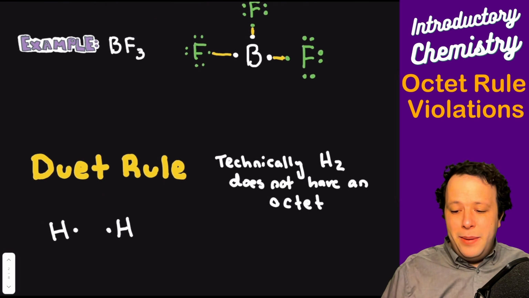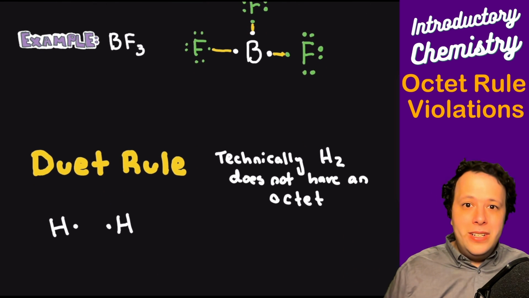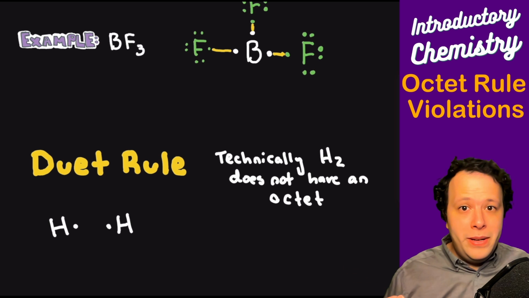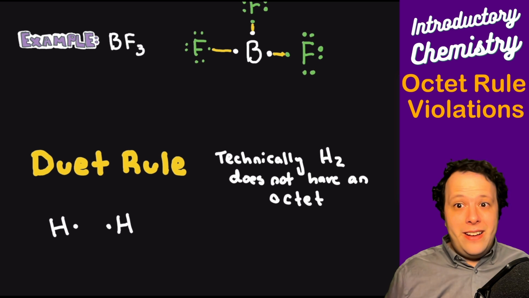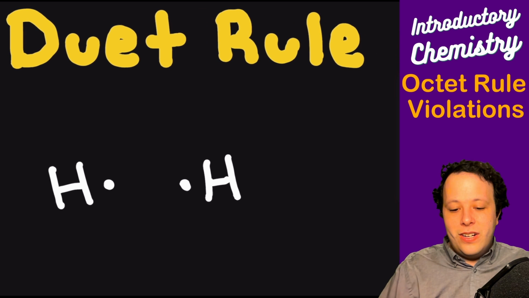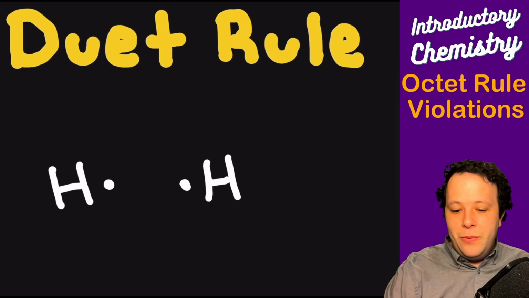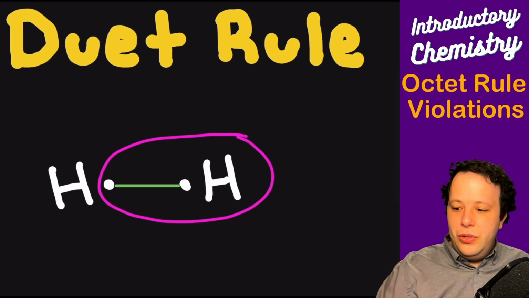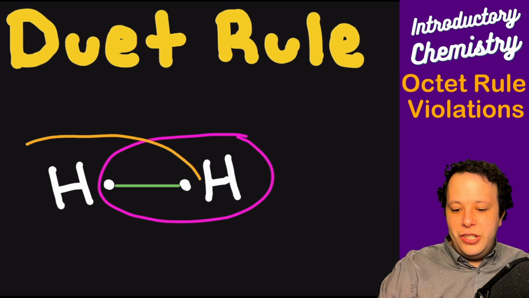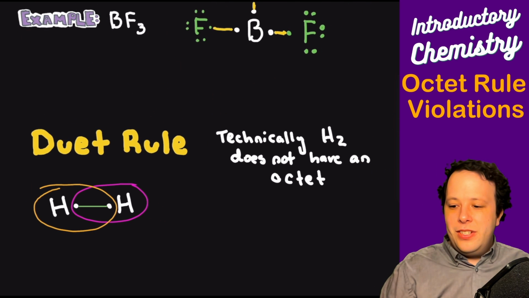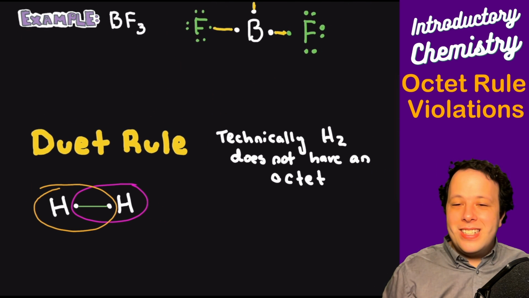One of the most common ones is thinking about the duet rule, which is when I refer to how many valence electrons hydrogen and helium have. So technically, they don't have an octet, right? They can only have a total of two valence electrons. So if we look at two hydrogens and connect them with a single line, essentially each hydrogen only has two valence electrons around it as it's bonding with another species. And it's fine with that. It has a complete level.